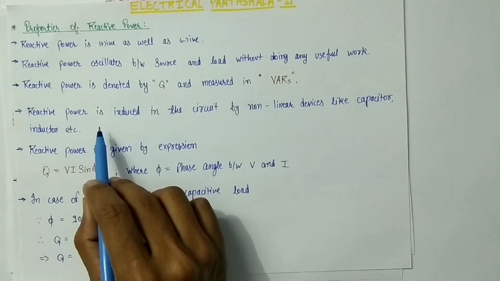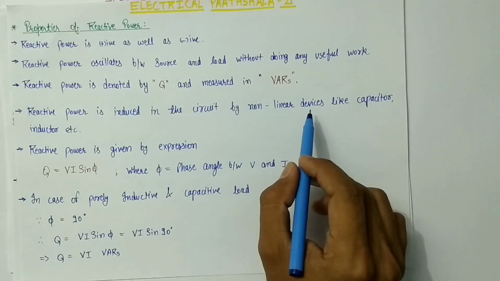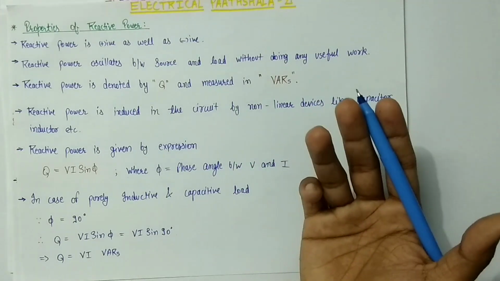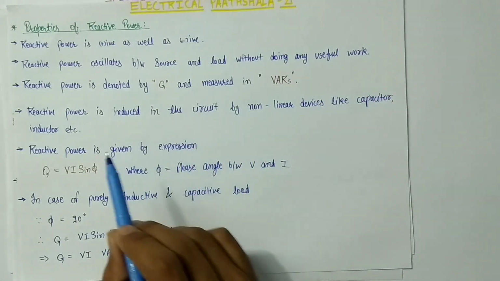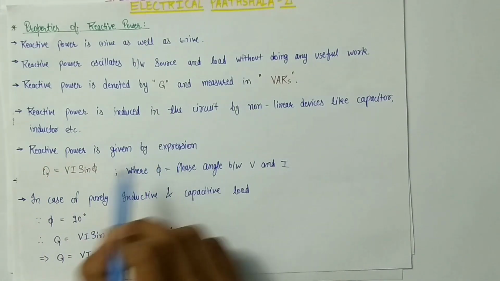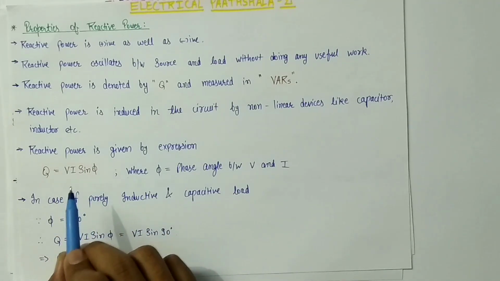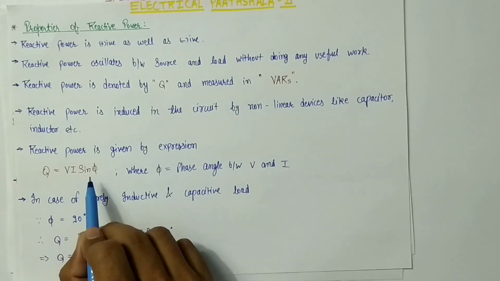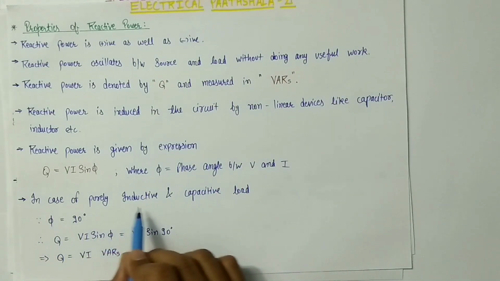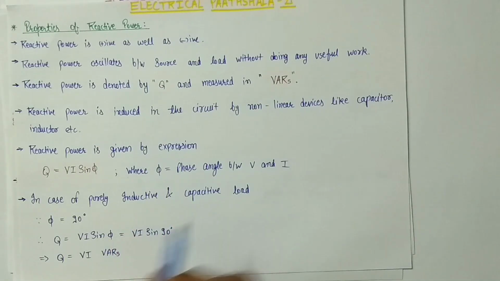Now next point is reactive power is induced in the circuit by non-linear devices like capacitor, inductor. So whenever there is a capacitive load or inductive load or some other non-linear devices in the circuit, then reactive power will be induced. Reactive power is given by the expression Q is equals to VI sin phi. This expression we will see later. So this phi here is the phase angle between voltage and current. Finally, in the case of purely inductive and capacitive load, as we know that phase angle between V and I is 90 degree. Therefore, Q is equals to VI sin 90, and sin 90 you know is 1. Therefore, Q is equals to VI VARs.